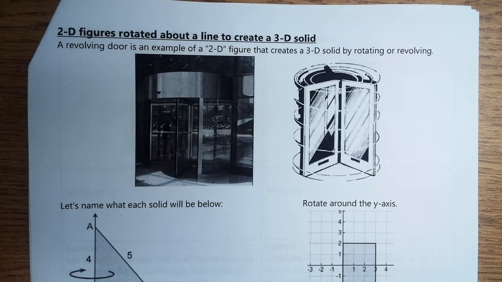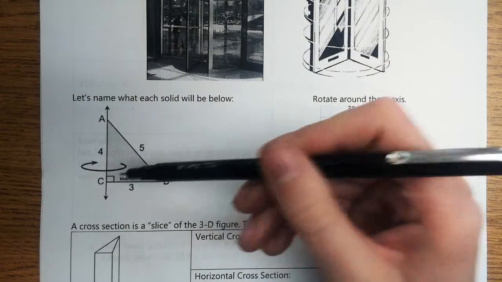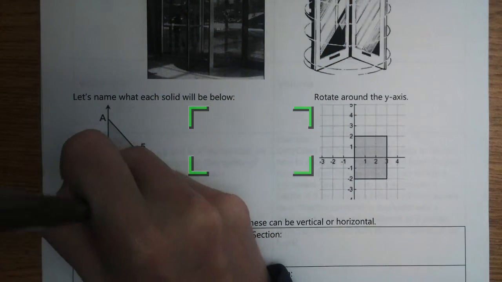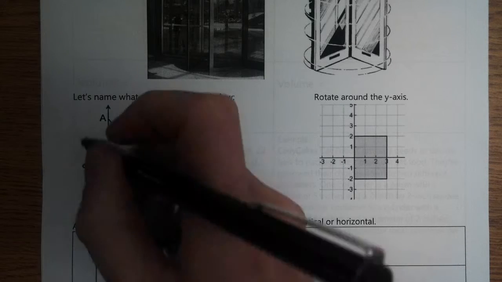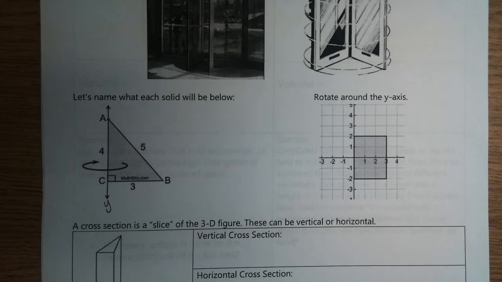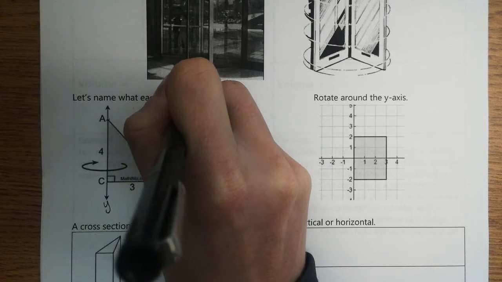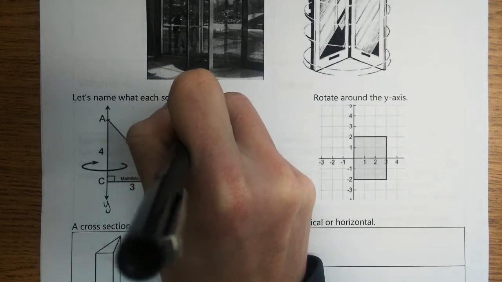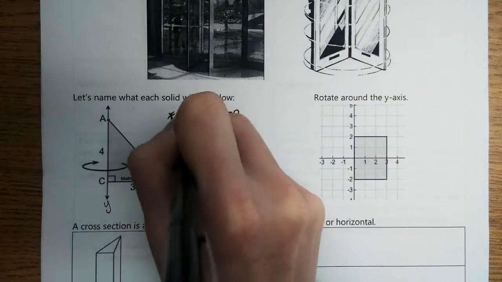So when we look down here at this picture, we're going to take this triangle and revolve it around that axis, that vertical axis, the y-axis. And I want to know which shape is created below. So it comes to a point at the top, so it's either going to be a pyramid or a cone. But this is going to create a circular bottom. So it's going to have a point at the top, circular bottom. So that means it's going to be a cone.